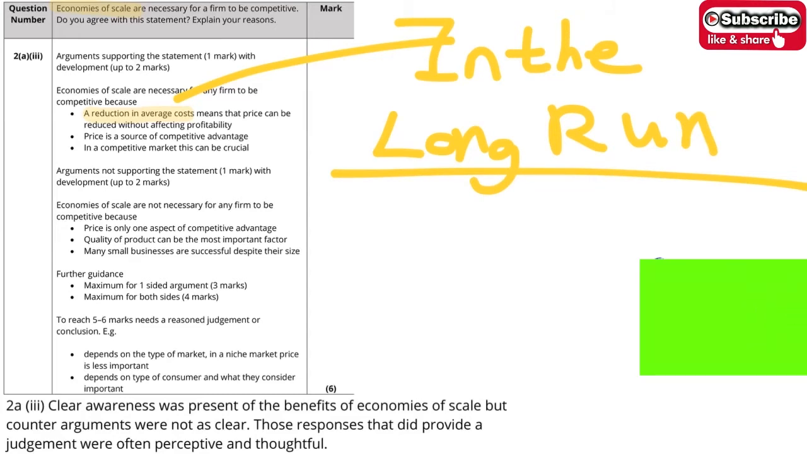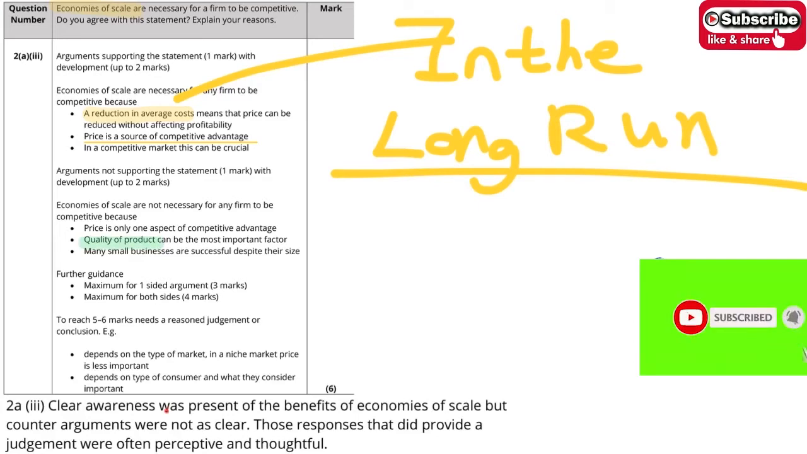When there is a reduction in average cost, then of course you can have the price as a competitive advantage. So this is the answer: you can have a cheaper price than your competitors. But economies of scale are not necessarily decisive, because there are other aspects such as the quality of the product. This is for comparison.